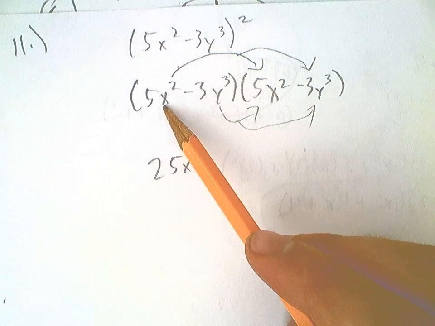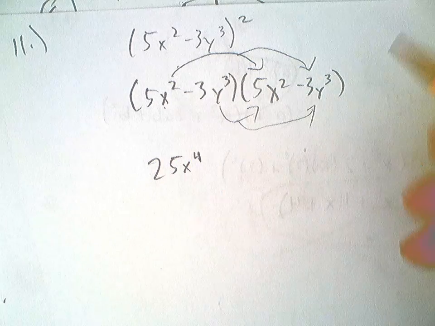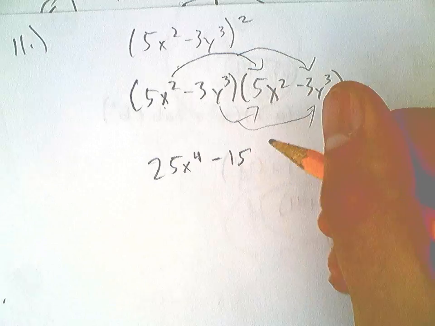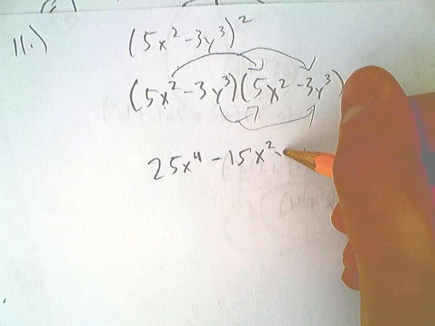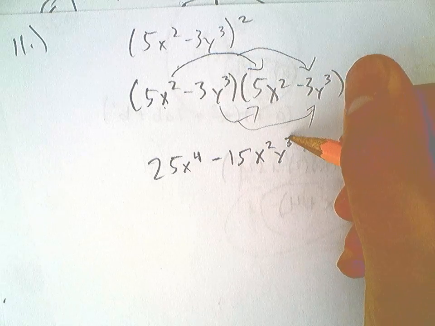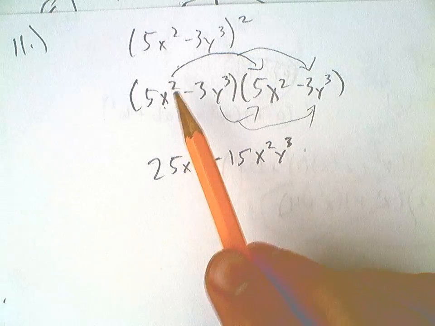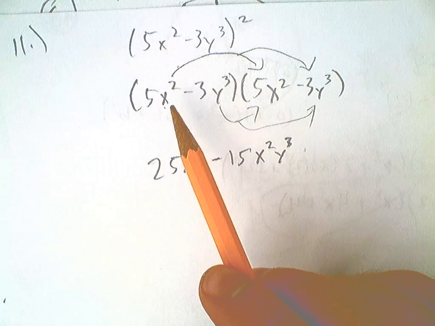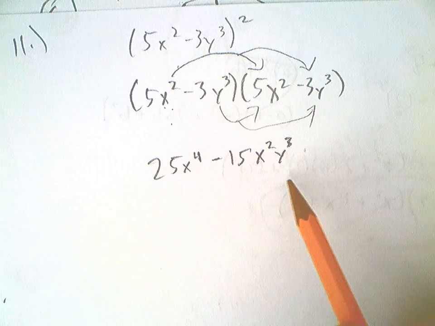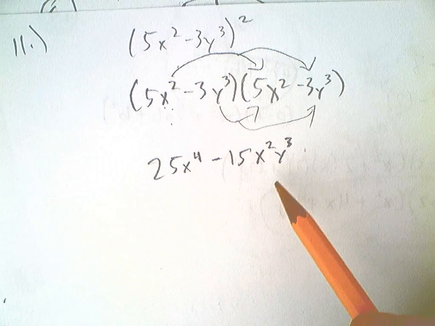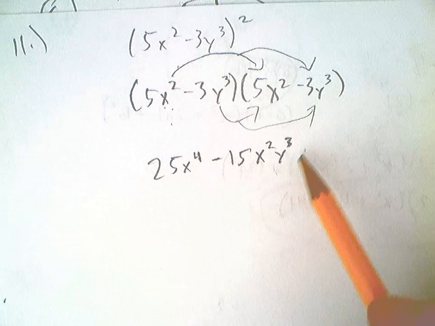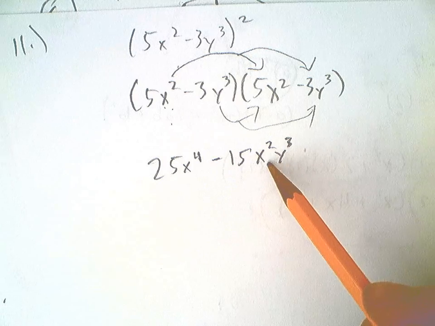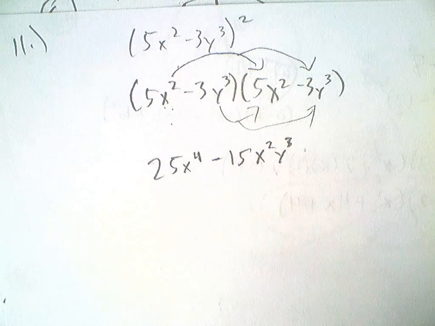So next up, we've got 5x squared times minus 3y cubed. 5 times negative 3 is negative 15. And since we've got x squared times y to the third, we're going to leave these exponents be since they are not the same base. If these were both x's, we would add them together like we did over here. But because they're different bases, we are not going to be combining their exponents in any fashion.